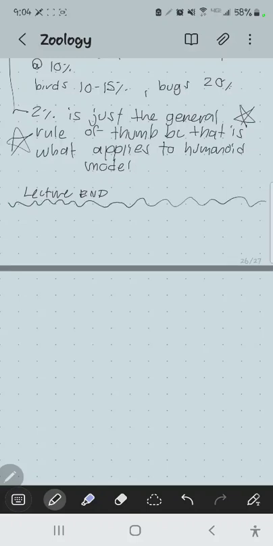So let's just go ahead and jump right into the lab here. It's not that challenging for lab today. Today we're going to look at our next phylum.